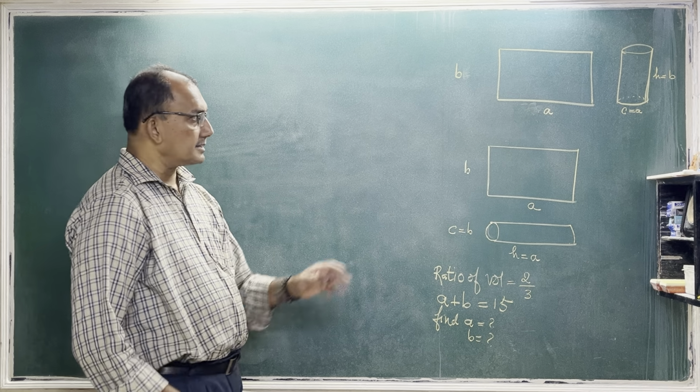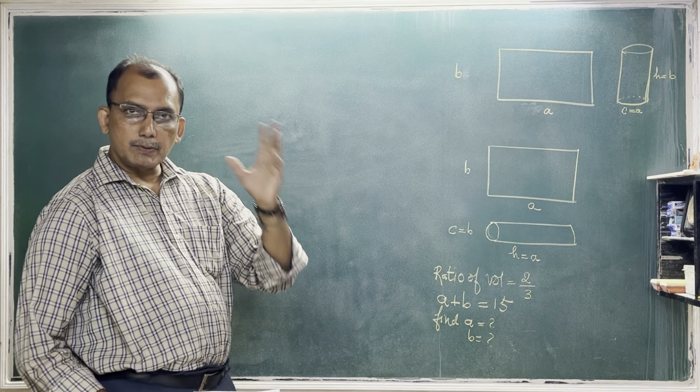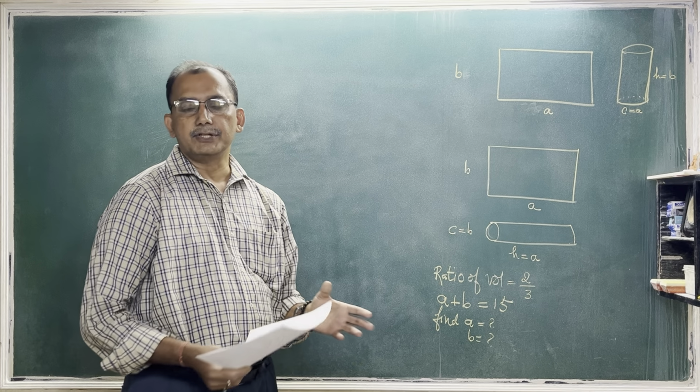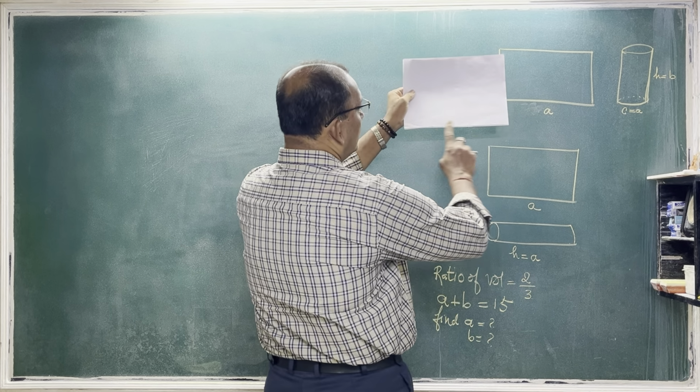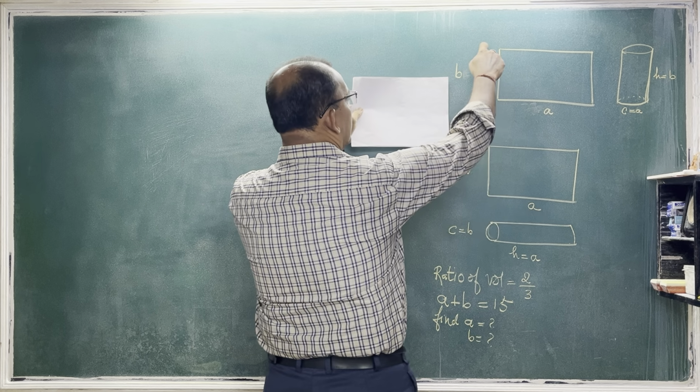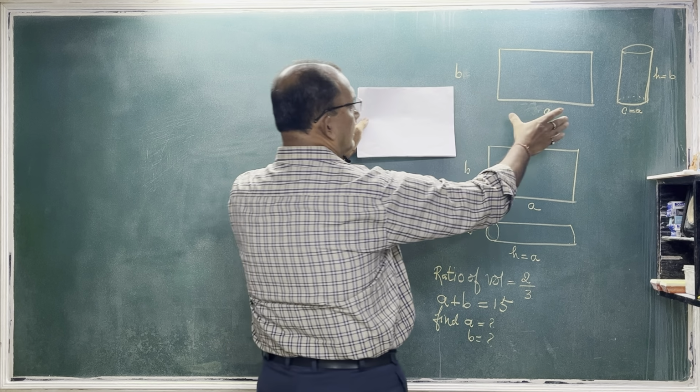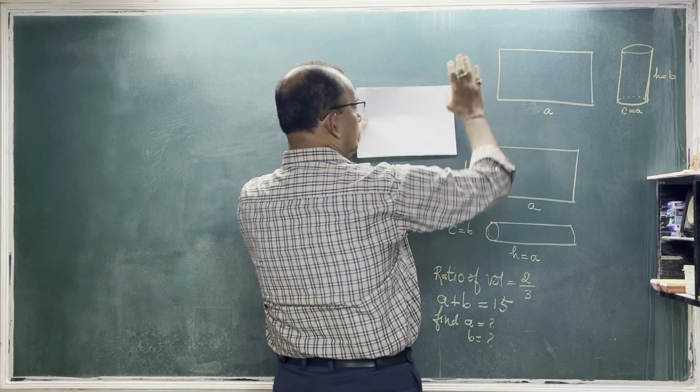Children, see one nice interesting sum. We'll have to visualize it in a three-dimensional form. It's a sheet of paper. The length of this paper is A, breadth is B. So they have given length of the paper is A, breadth is B.